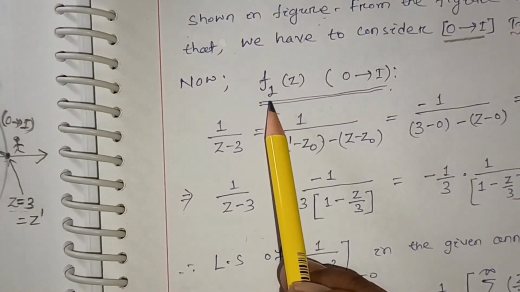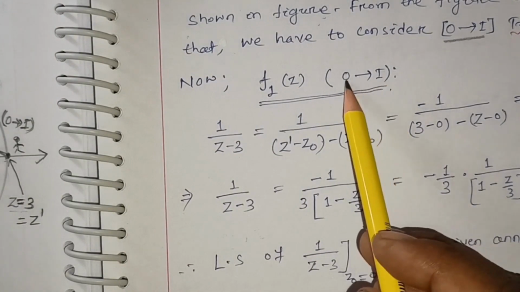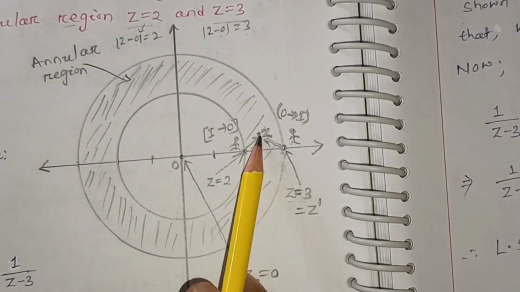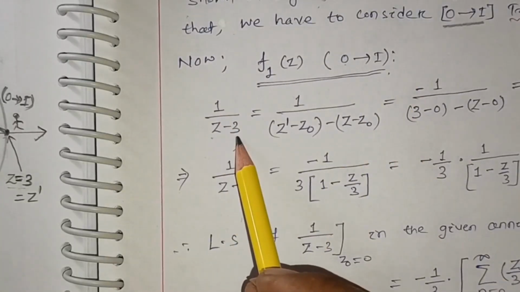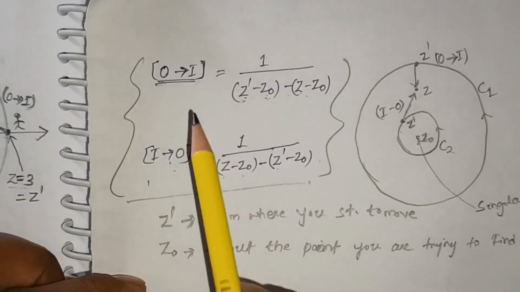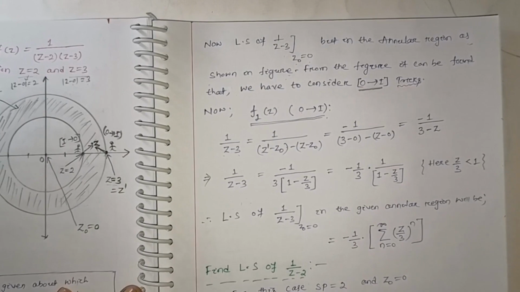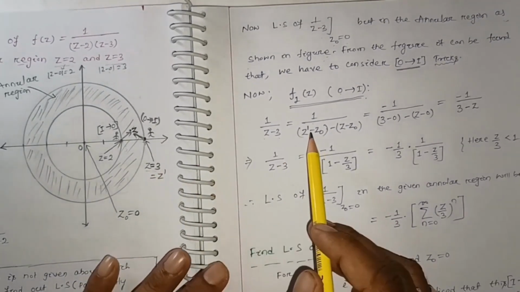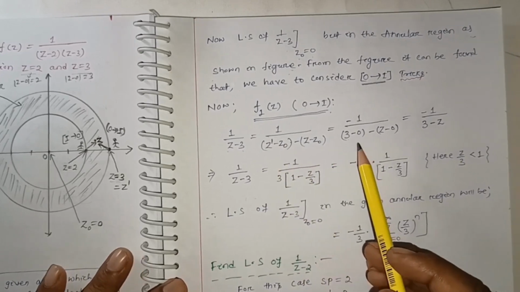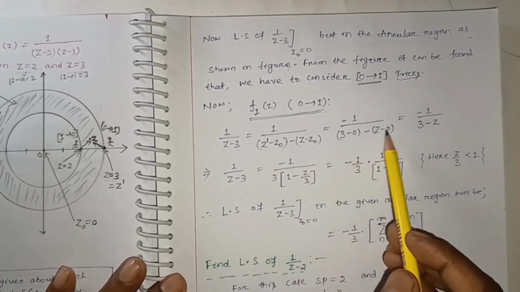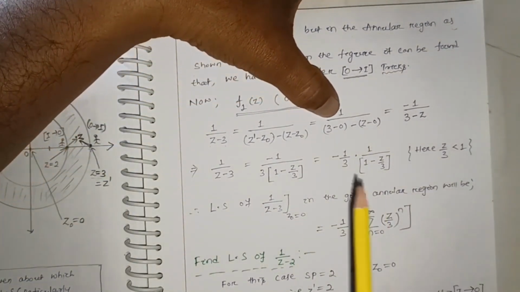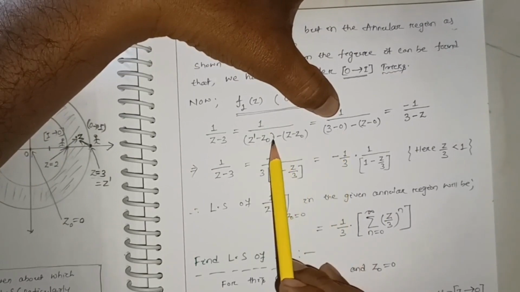Now f1(z) will be considered as out to in case, outside to inside. So 1 by z minus 3 will be written as 1 by (z dash minus z0) minus (z minus z0). So z dash is your what? Is your 3, we found. So z dash is nothing but 3, and z0 is 0, so minus z0 is 0. Now here I just consider this much only: 1 by (z dash 3, z0 0) minus (z minus z0 0).